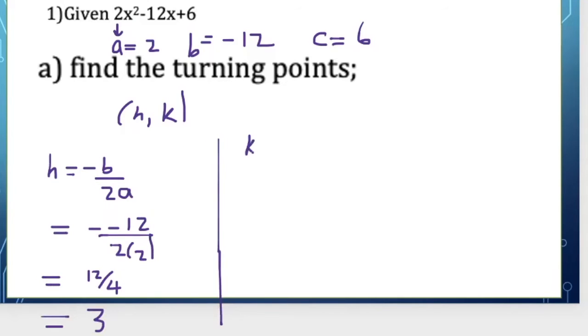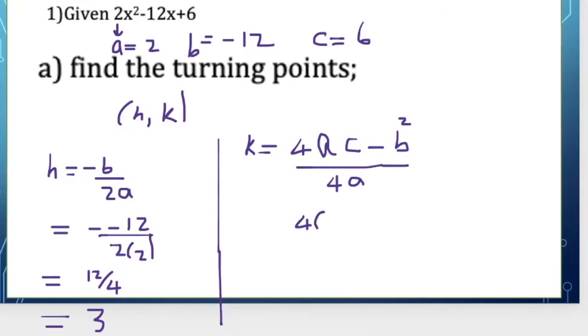Finding out what is K, we are going to use the formula K is equal to 4AC minus B squared all over 4A. I've already identified what is A, C, and B. So substituting, I will have 4 times A, which is 2. So 4 times 2, C, which is 6, minus B squared, and B is negative 12. So I have negative 12 in bracket being all square, all over 4 times A, so 4 times 2.